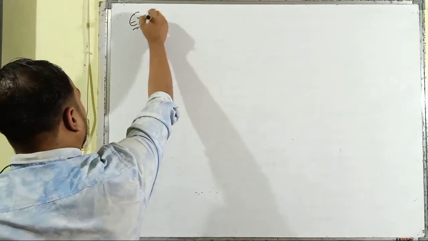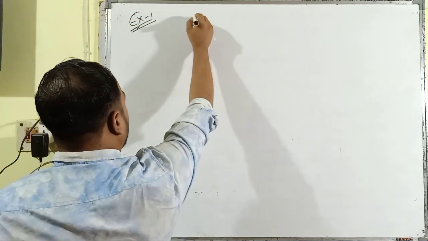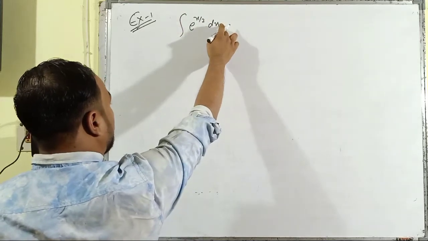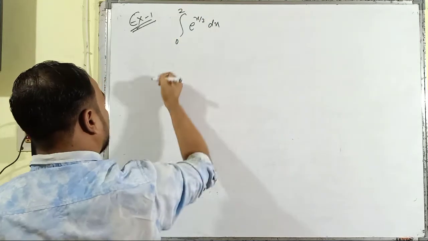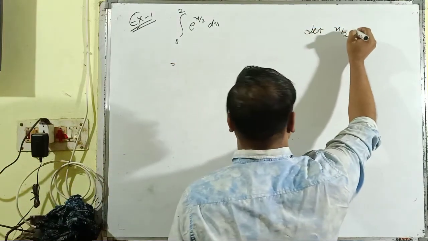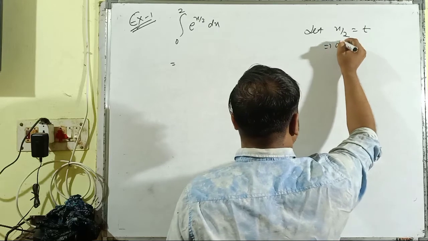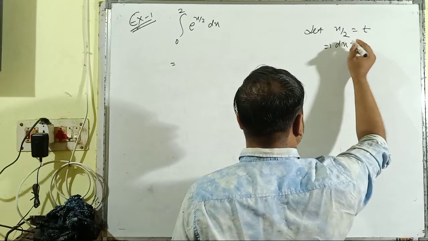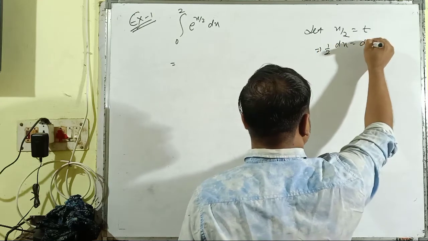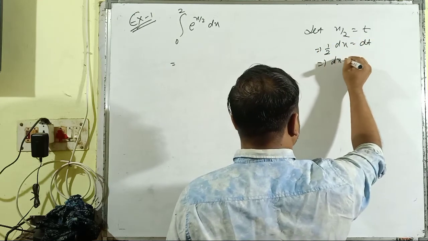This is example number 1, and we have to evaluate the definite integral of e to the power x by 2 with respect to x from 0 to 2. Let x by 2 is equal to t, then 1 by 2 dx is equal to dt, then dx is equal to 2 dt.